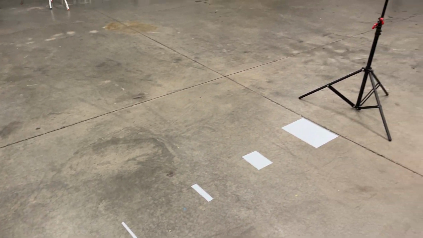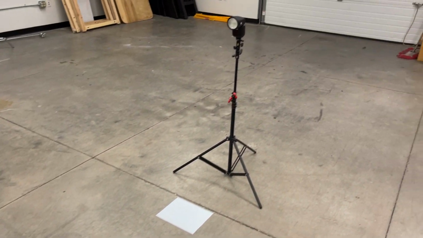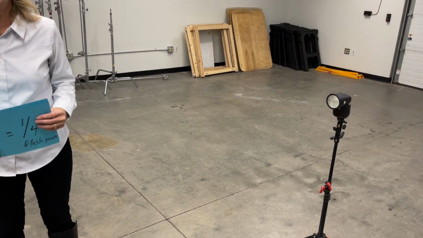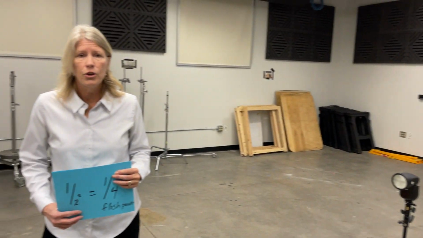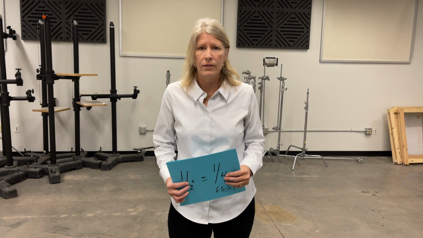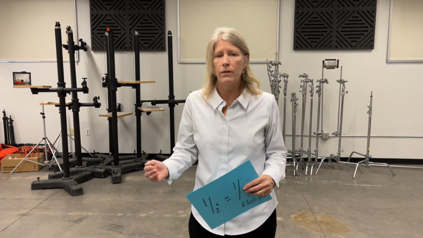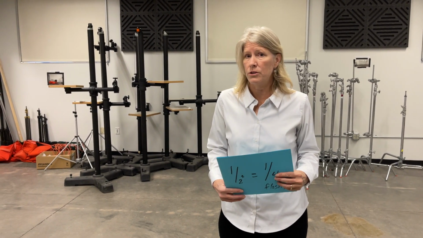So as you're looking at flash power on your subject, you have many options to change the power. You can certainly change the power on the flash head. You can also change your ISO. You can change your aperture. Or you can change the distance of the flash to the subject. So depending on how convenient which one of those options is, that is what I would recommend changing.